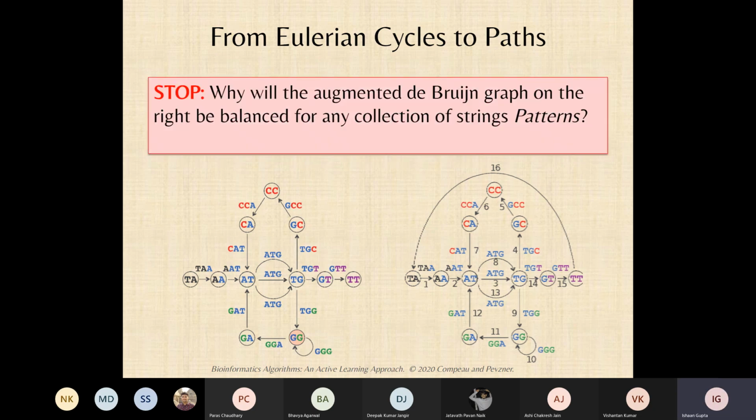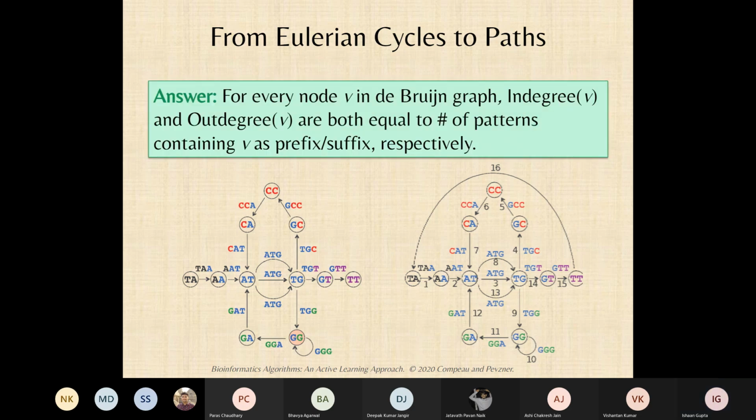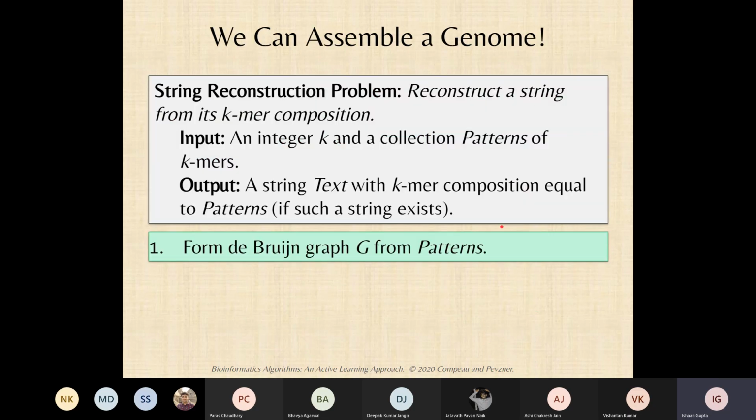Okay, so why will the augmented De Bruijn graph on the right be balanced for any pattern of collections? You know this, right? Because you can reach any node from any other node now. For every node V in the De Bruijn graph, the in-degree and out-degree are both equal, and therefore the number of prefixes and suffixes, there are two prefixes and suffixes for each of these nodes. So the string reconstruction problem can be solved using De Bruijn graphs now.